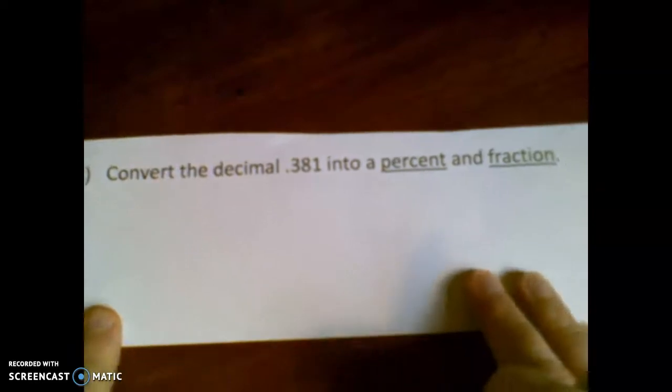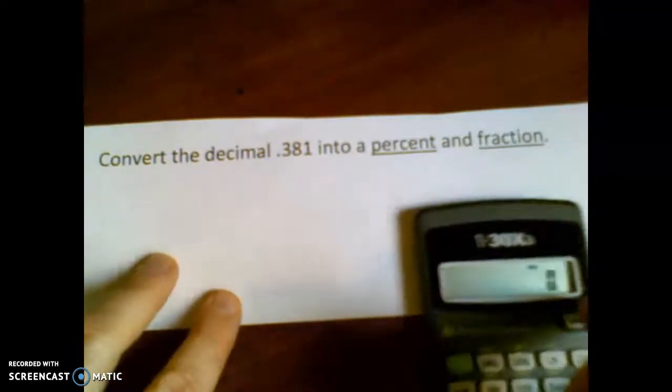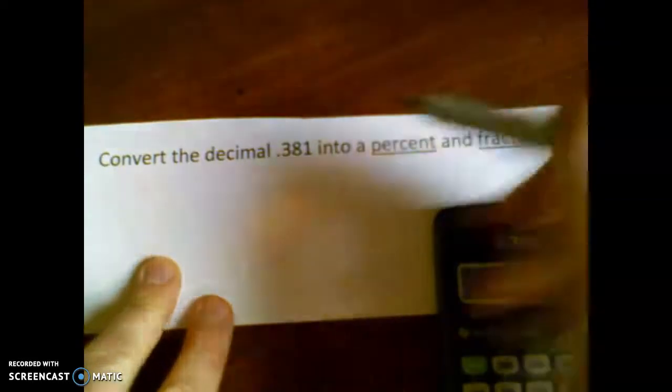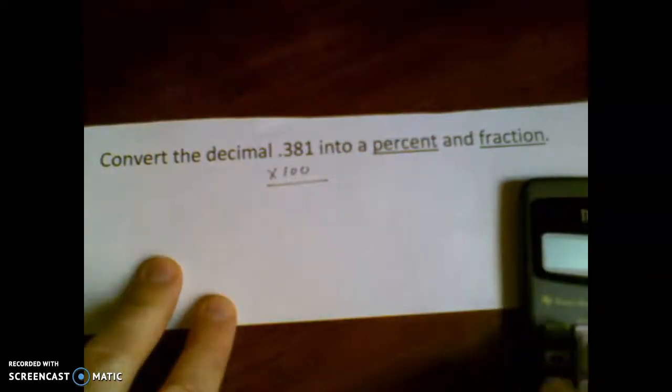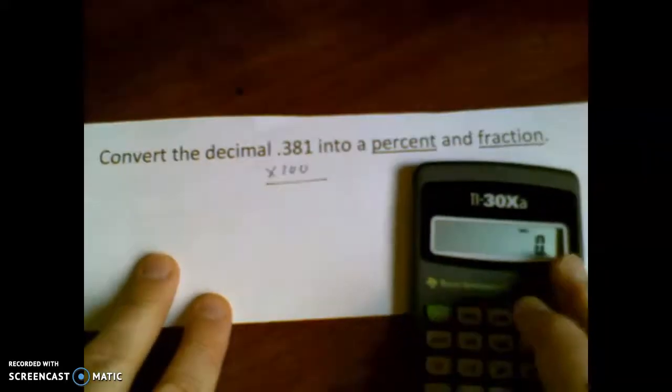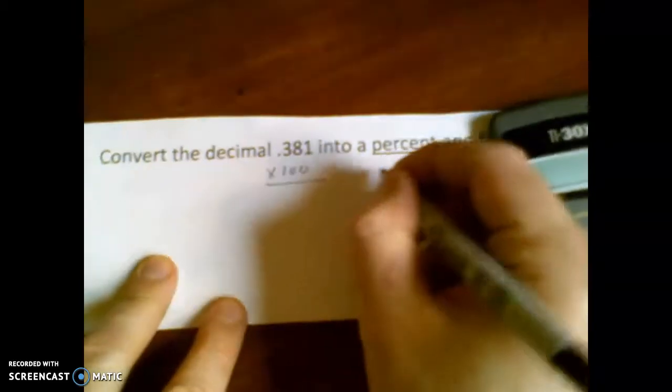And our third question says convert the decimal 0.381 into a percent and a fraction. So percent means out of 100. So what I could do is just multiply this by 100 to get the correct percent. So 0.381 times 100 gives me 38.1.